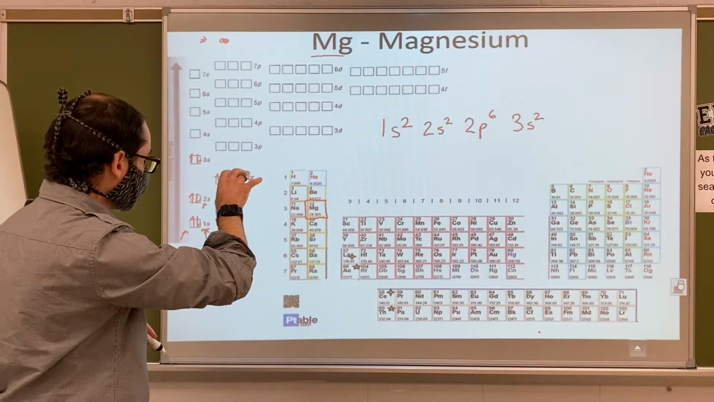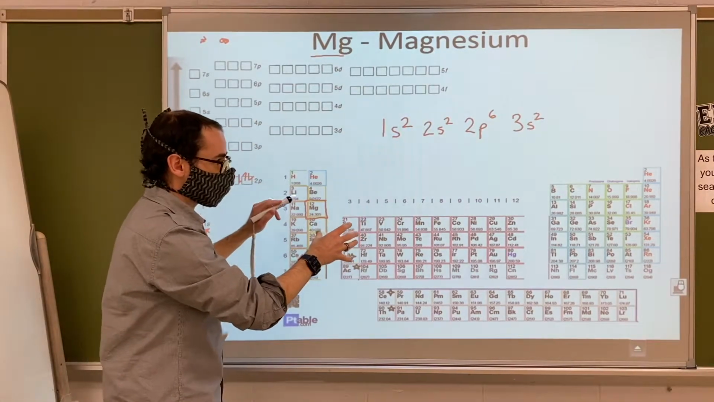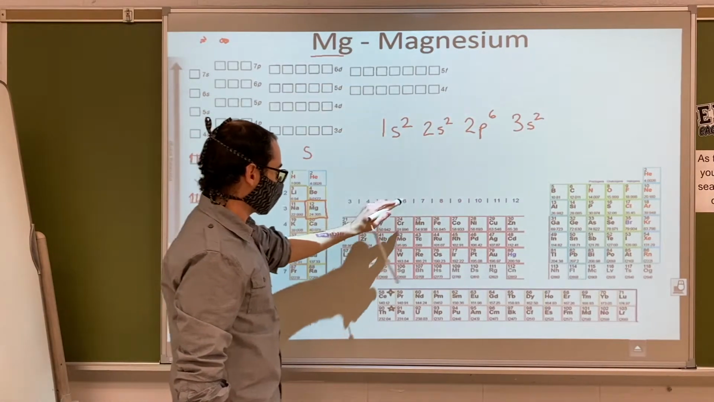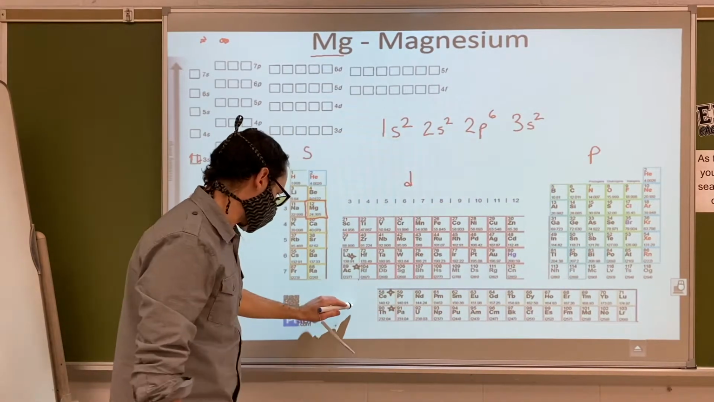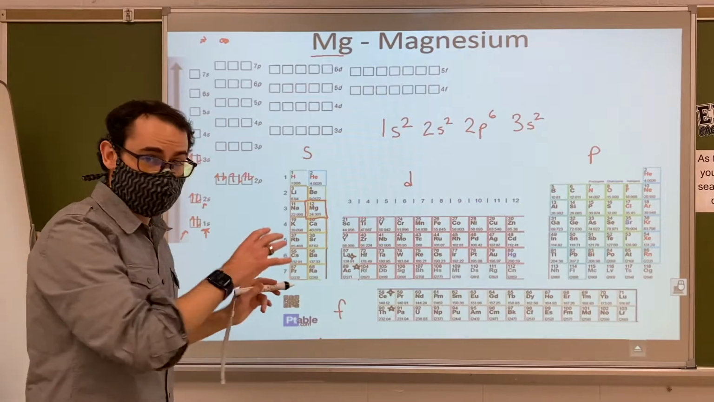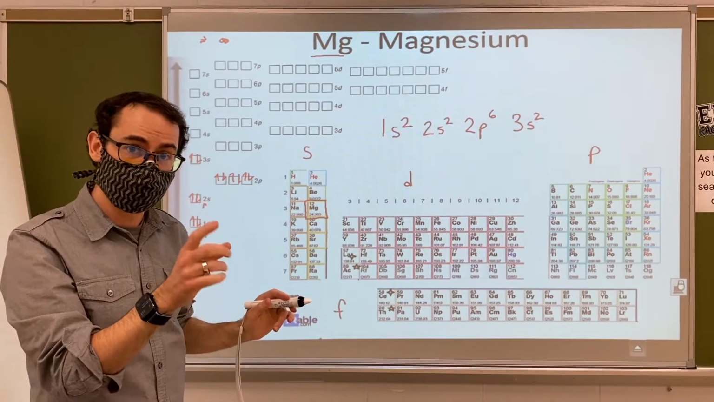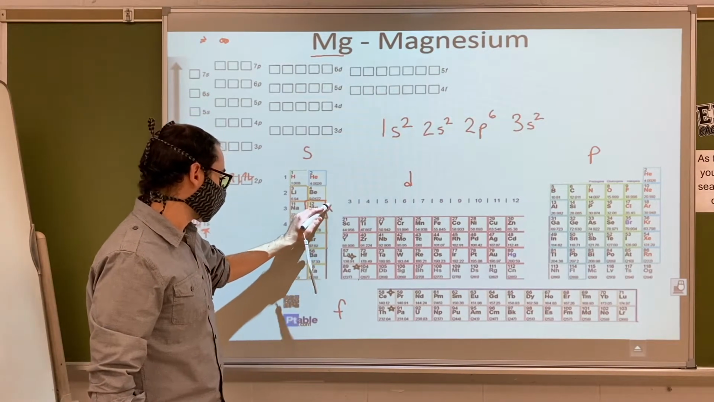Now, let's say we don't want to draw this out every time. You can actually figure this out from the periodic table because we labeled it, right? We said that this is the S, these are the Ds, these are the Ps, and then down here are the Fs. So if you think of the periodic table as a book, you're going to read the book until you get to whatever element you're looking for. In this case it's magnesium, so we're going to stop here.